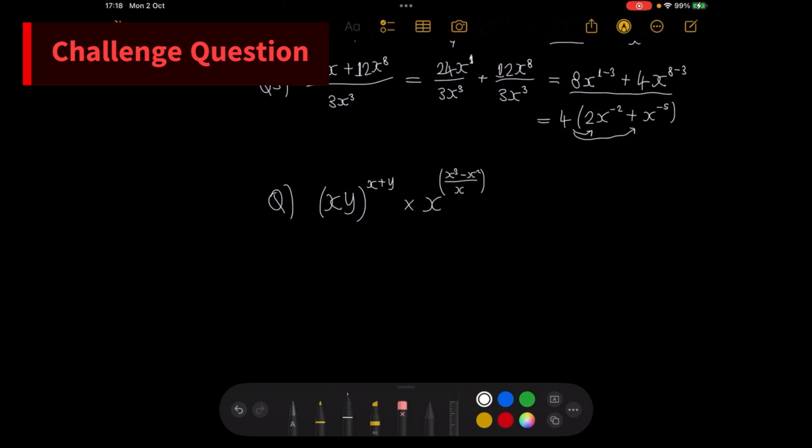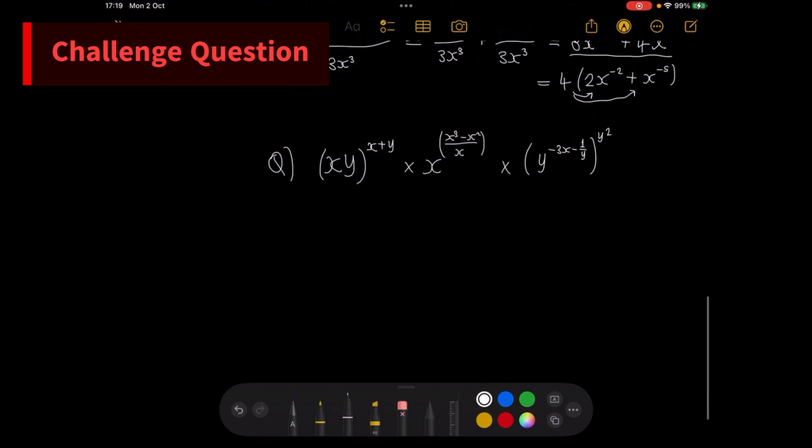that's all in the exponent, and then multiply that by y to the minus 3x minus 1 over y, all to the power of y squared. So this question should test your knowledge of all of the rules. Don't be too daunted, just take it step by step. It's relatively simple once you know the rules. So let's go through the answer.